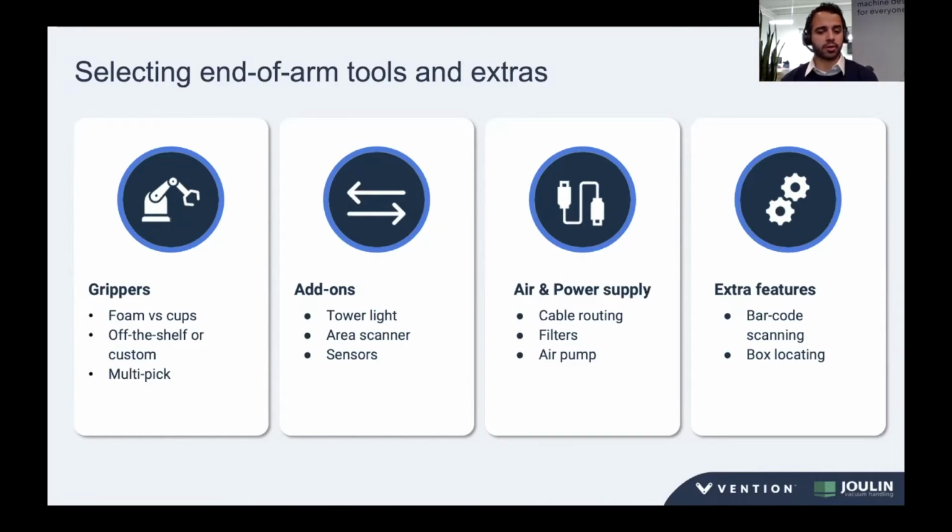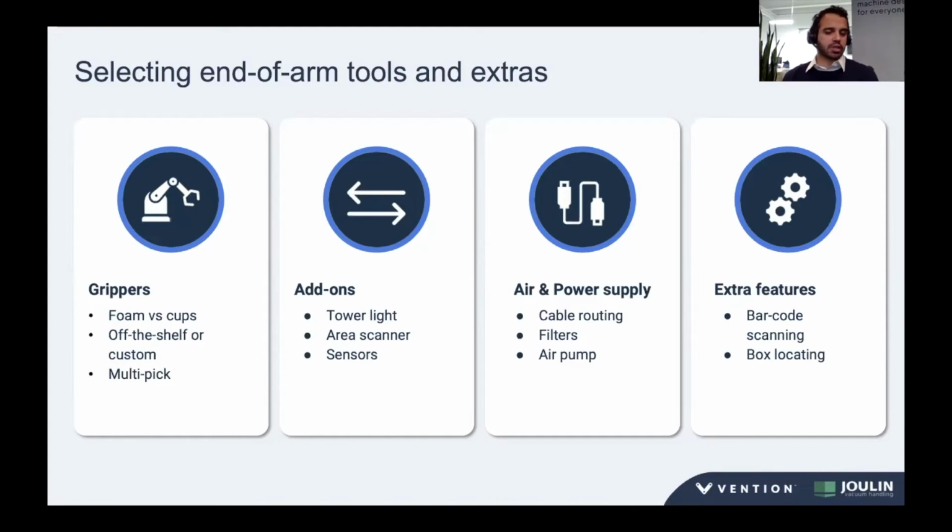And then there's other add-ons, so a tower light that can indicate the machine status, the area scanner like we saw in the front. You could actually have that more as a gated type system with an interlock switch for safety, all the different sensors that go around for machine monitoring. There's air and power supply, obviously, so where's the cable routing going to go? If it's a pneumatic gripper that needs to generate a vacuum, are you going to need some kind of air filtering from the compressed air, with an air pump if you need to provide a blower system for whatever reason? That's something that has to be taken into account.